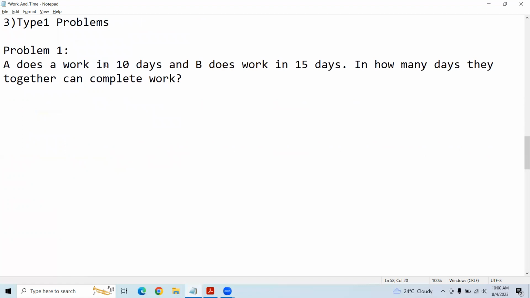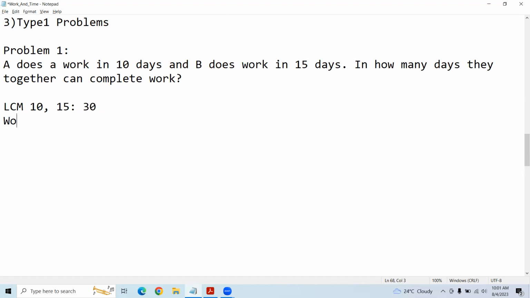A does a work in 10 days, B does a work in 15 days. In how many days can they together complete the work? So our first step for solving any work and time problem is finding the LCM. So the LCM of 10 and 15. If you do that orally, take the bigger number out of 10 and 15 and start writing the table of 15. 15 ones are 15. Is it divisible by 10? No. 15 twos are 30. Is it divisible by 10? Yes. So our LCM is 30.